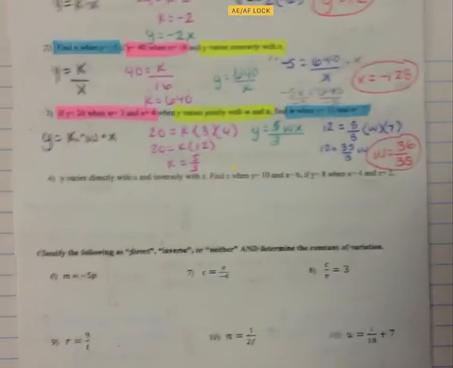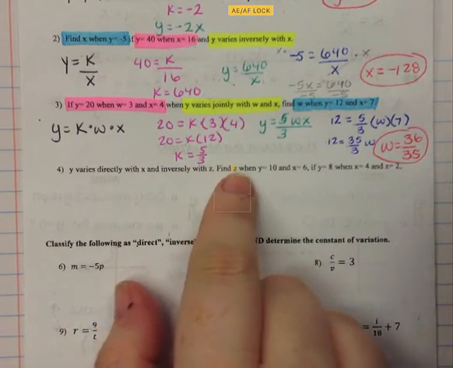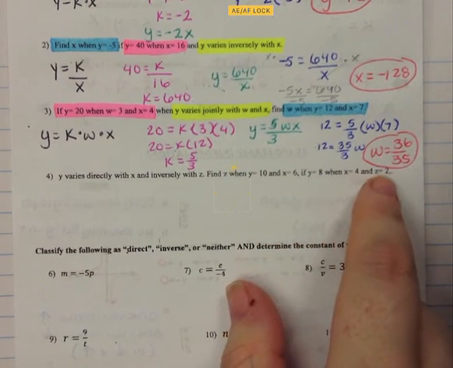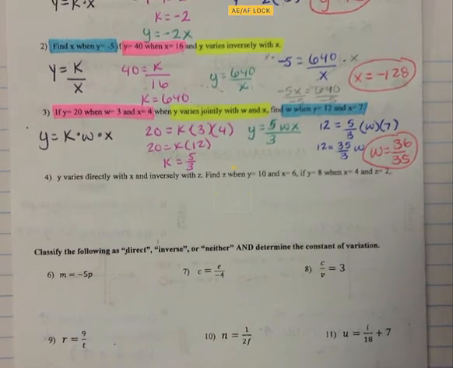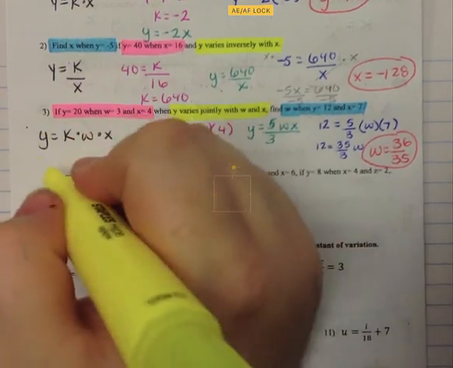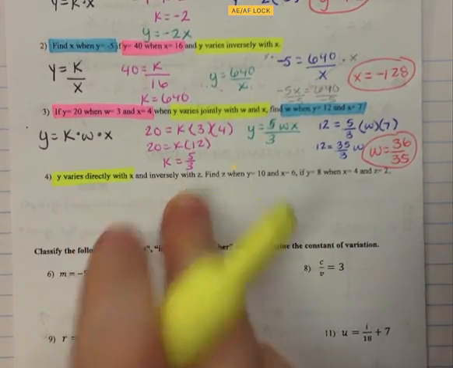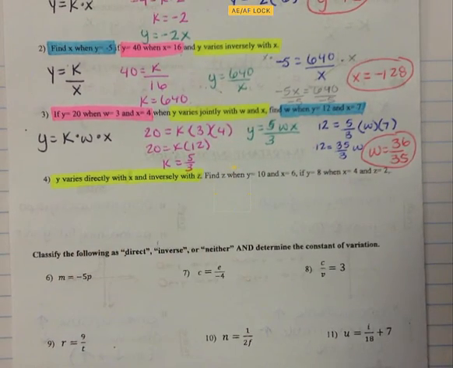This last problem on this example, it says y varies directly with x and inversely with z. Find z when y equals 10 and x equals 6, if y equals 8 when x equals 4 and z equals 2. Alright, so again, the first part is find the word varies and how it varies. Now it does say y varies directly with x, but it also says and inversely with z. This is not a joint variation. This is just a multi-variable variation. That's fine. This is not joint, so do not say jointly.